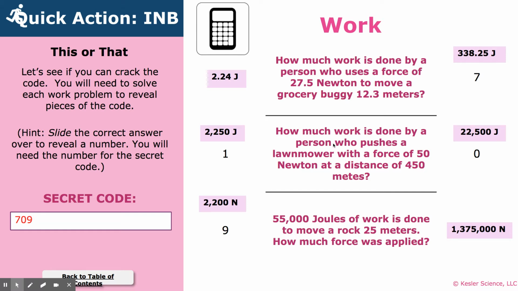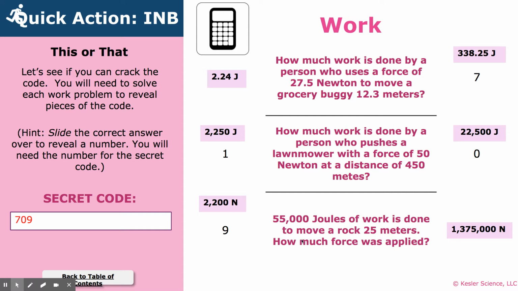Second one, how much work is done by a person who pushes a lawnmower with a force of 50 newtons at a distance of 450 meters, it should say. So again, we're solving for work. So we do force times distance. 50 times 450 is 22,500 joules, and we get 0.